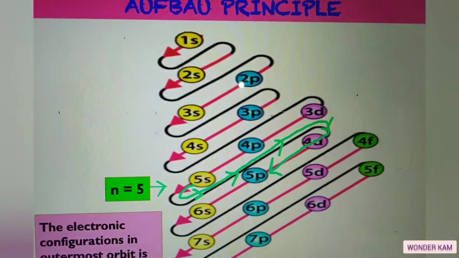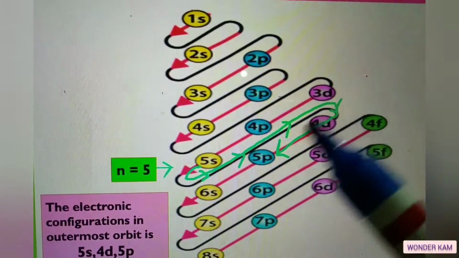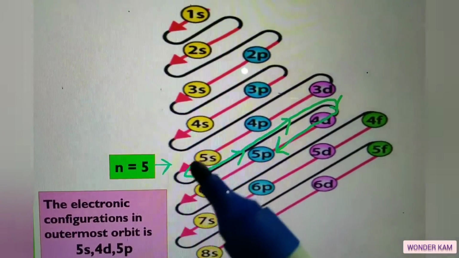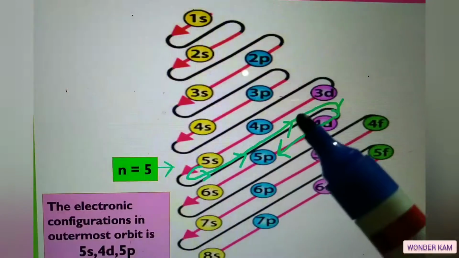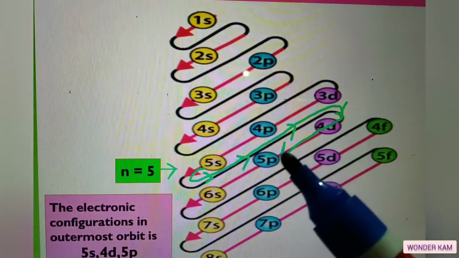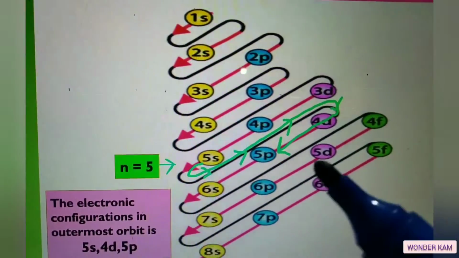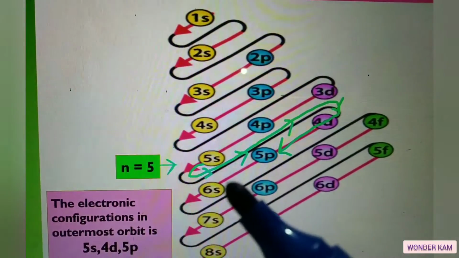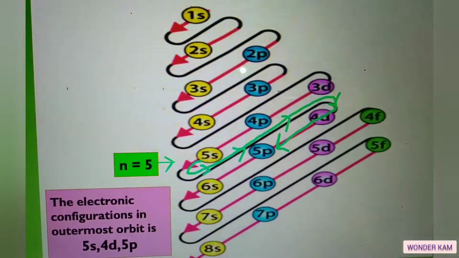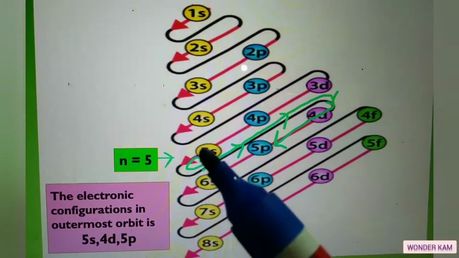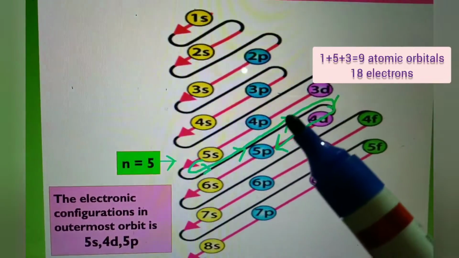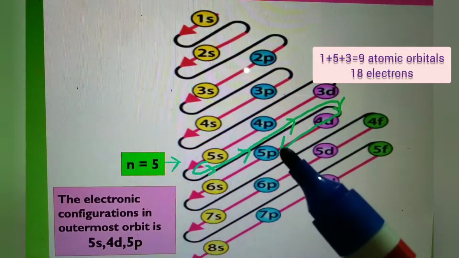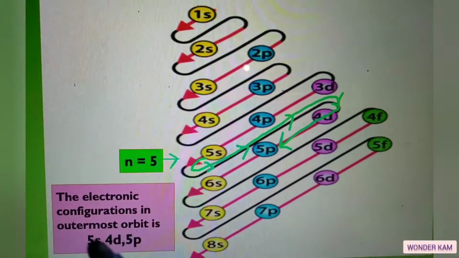Let us calculate the number of elements in this period. The electronic configuration of the outermost orbit of this fifth period is 5s, 4d, 5p. 5d is not there in this period as it has higher energy than even the 6s orbital. If we calculate the atomic orbitals, then 1 plus 5 plus 3, so a total of 9 atomic orbitals are there, so 18 electrons, and this implies 18 elements are there in this fifth period.